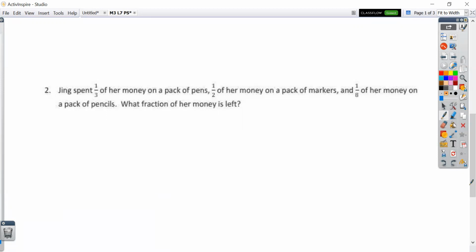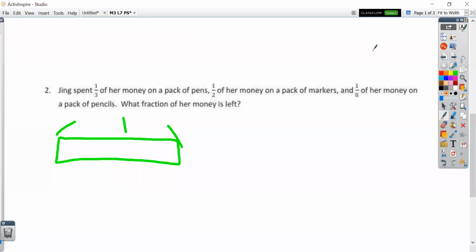Jing spent 1/3 of her money on a pack of pens, 1/2 of her money on a pack of markers, and 1/8 of her money on a pack of pencils. What fraction of her money is left? Okay, well, let's think about that. So we know that she has one whole that she's starting with. We don't know what that one whole is. It could be $1, it could be $10, it could be $100. It doesn't matter what the whole is, except we know that whole is being broken into parts, and we've got 1/3, 1/2, and 1/8. So how do we start with this?